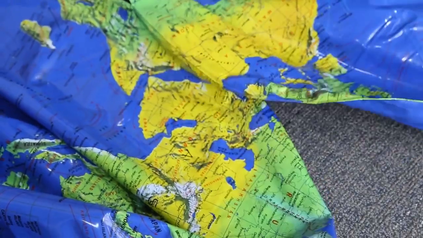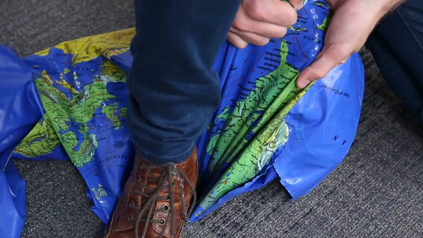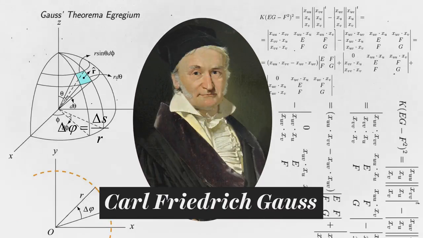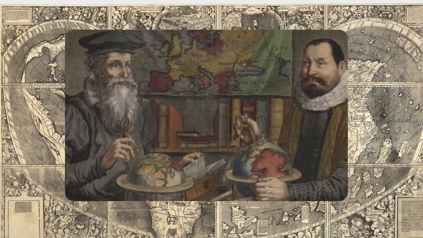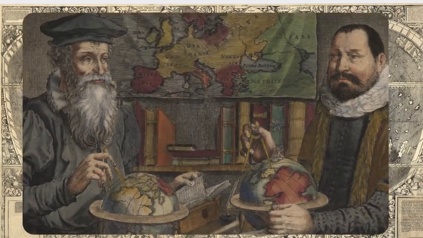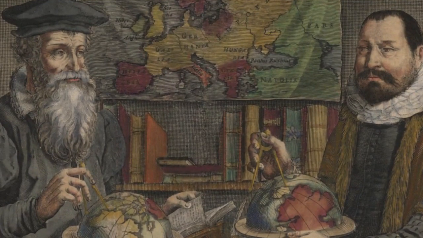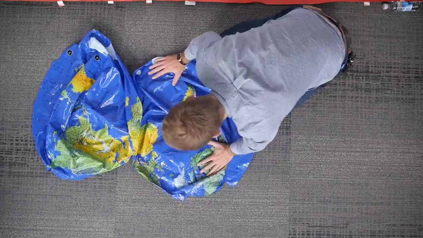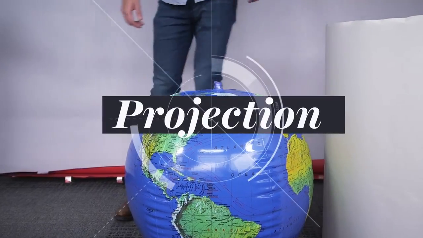The surface of a sphere cannot be represented as a plane without some form of distortion. That was mathematically proved by this guy a long time ago. Since around the 1500s, mathematicians have set about creating algorithms that would translate the globe into something flat. And to do this, they use a process called projection.